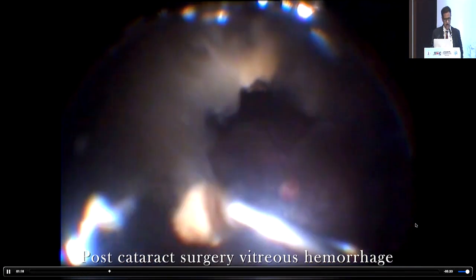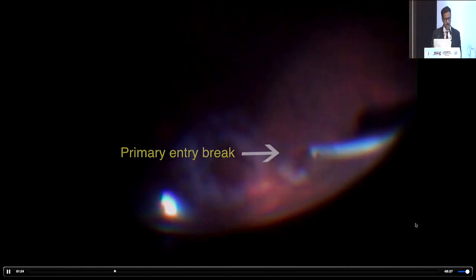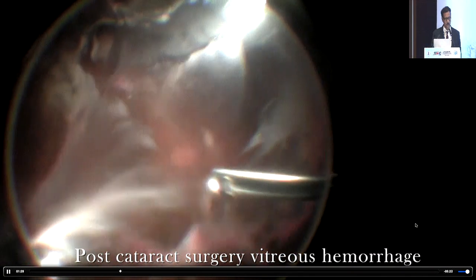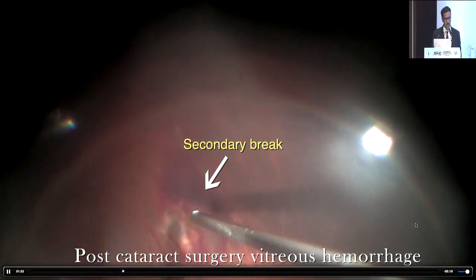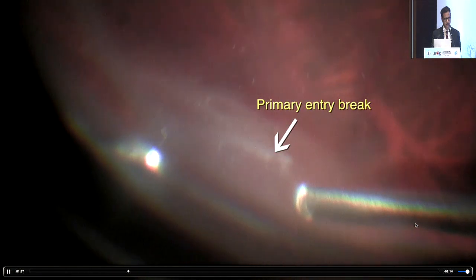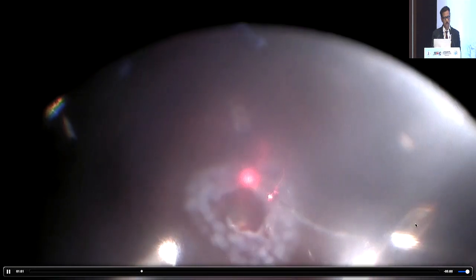Globe perforation can present with vitreous hemorrhage with a superior break with vitreous incarceration, or it can present with vitreous hemorrhage with inferior secondary breaks and a superior primary break with partial retinal detachment. Settling the retinal detachment and barricading the breaks with laser photocoagulation with gas tamponade is enough.